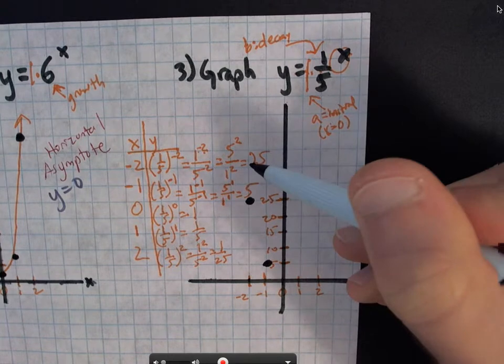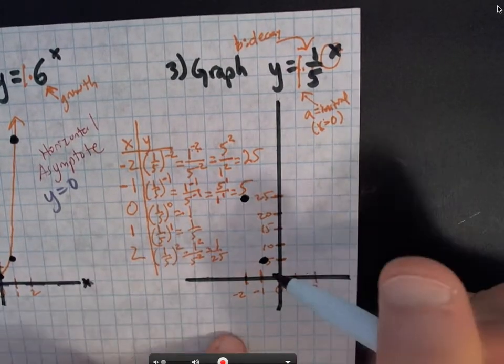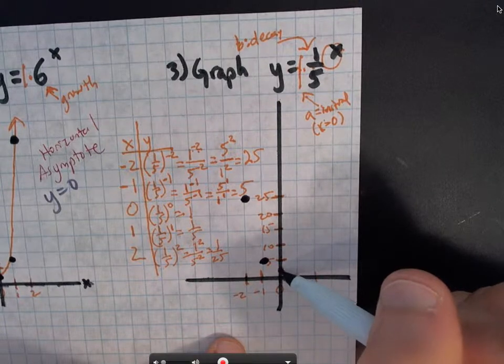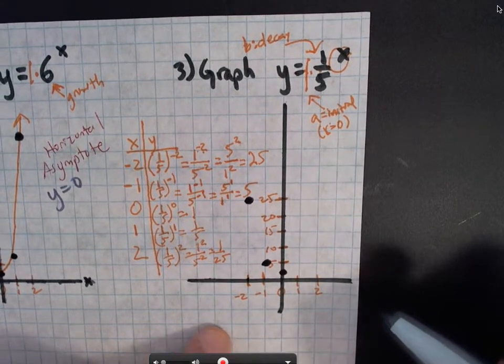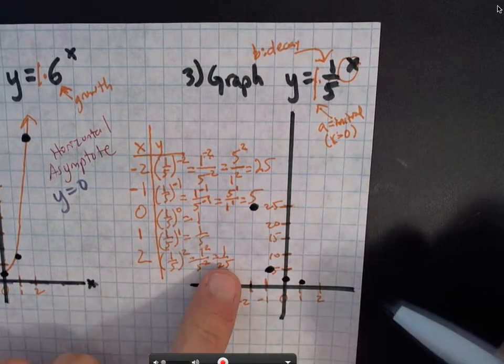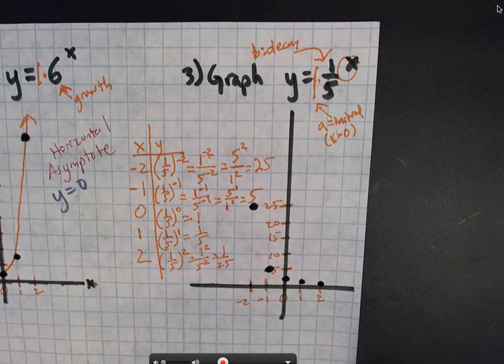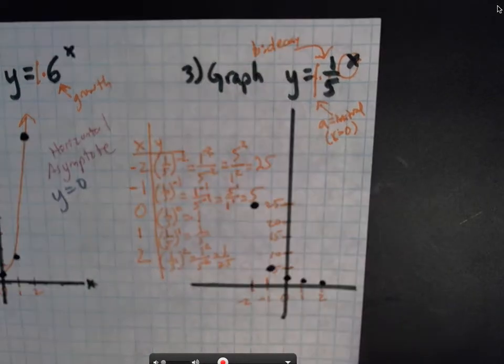You can see how quickly we are shrinking down. We're coming down this time. 0 goes to 1. So if this is 5, this is only a fifth of the way up, right there. And then 1 goes to 1/5, so really close. And then 2 goes to 1/25. Again, super close to the x-axis, but not quite touching it.